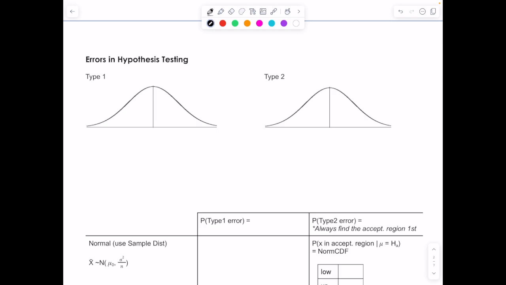Errors in hypothesis testing. So you do your hypothesis test, whatever test it is, and you want to know whether or not you made an error. And this is something that you can do for your IA. Okay. So a type 1 error is when you reject the null hypothesis when it's true. And we did talk about this briefly when we introduced hypothesis testing in chapter 14, I believe 14.2.